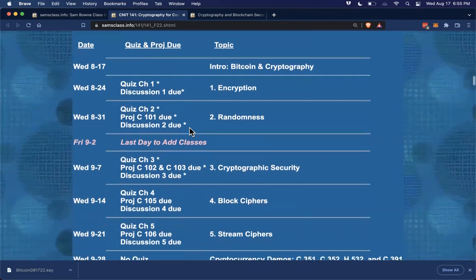By the way, you aren't going to be punished for being late on the first few things until after the add date. That's what these asterisks are about. But if you want to be caught up, you should do that. And I'll talk about the normal encryption there.